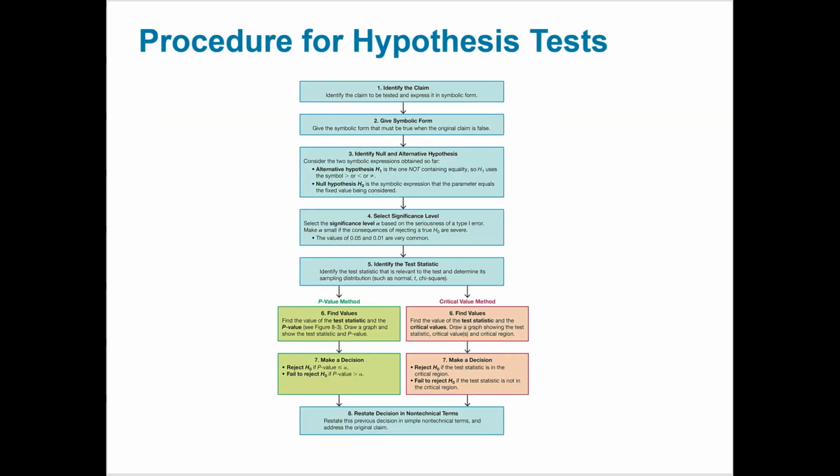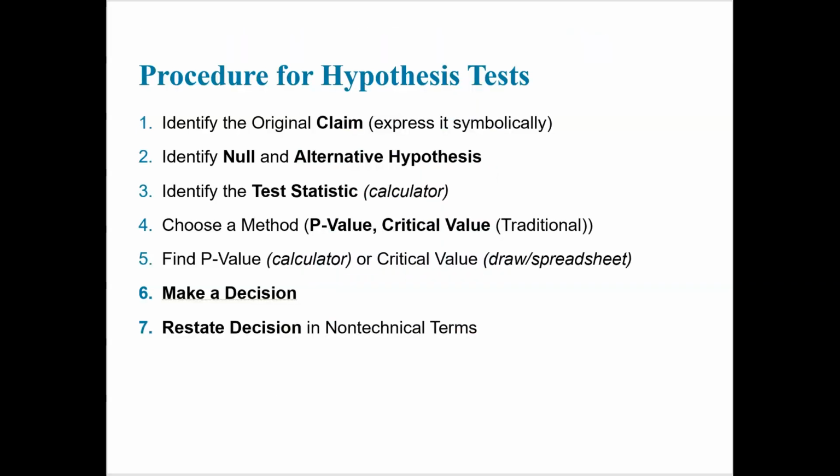The textbook has a nice graphic here that you can use as well, but we're going to identify the original claim, express it symbolically, then identify the null and alternative hypothesis. Then we're going to use our calculator. We'll identify the test statistic. We're not going to do that so much in this section, but we will in the following ones. We'll choose a method. Almost always you're going to want to go with the p-value, but we'll do both. Because you can find the p-value using your calculator the same as the test statistic, that's ideal. But then we'll do the critical value as well, but in the future you'll most likely just use the p-value. You'll make a decision based on some criteria in this section and restate the decision in non-technical terms.